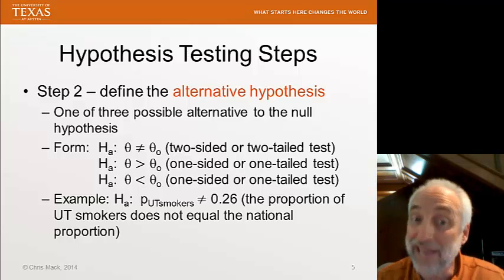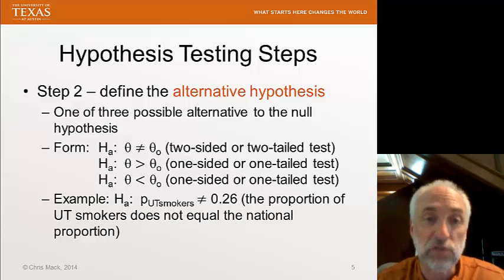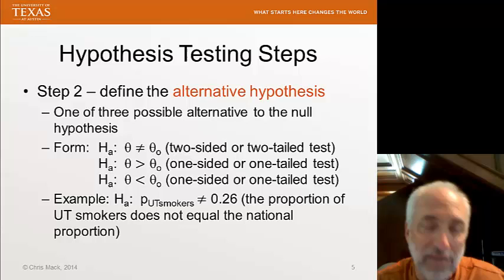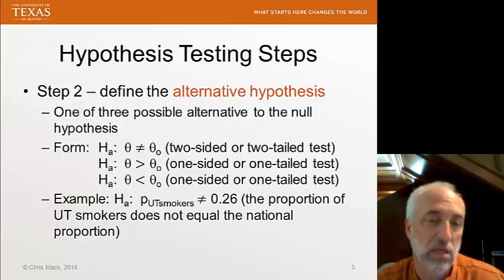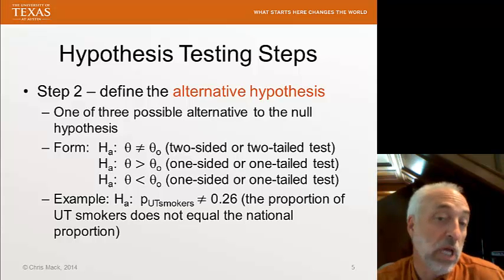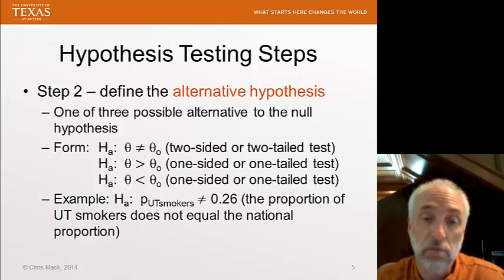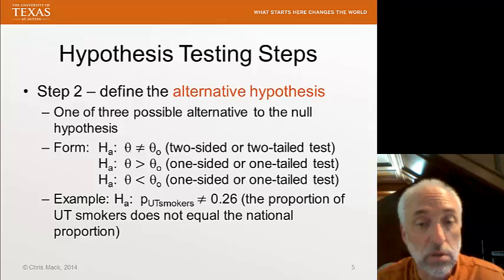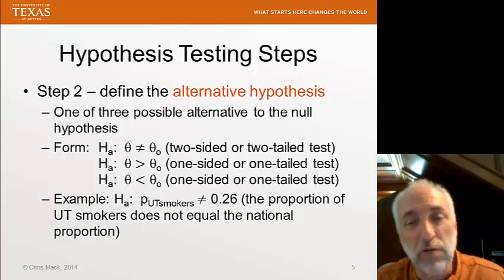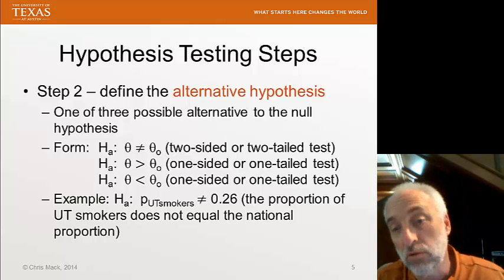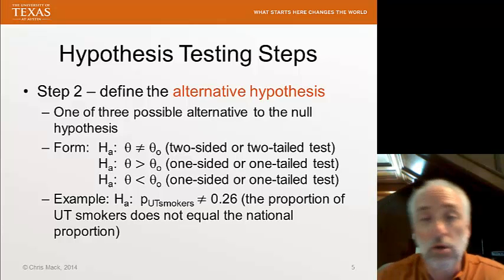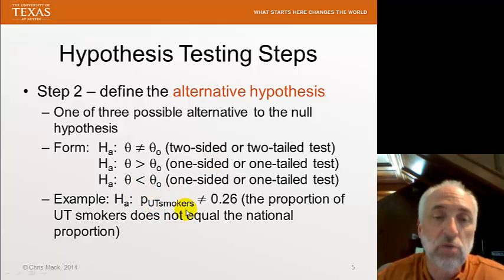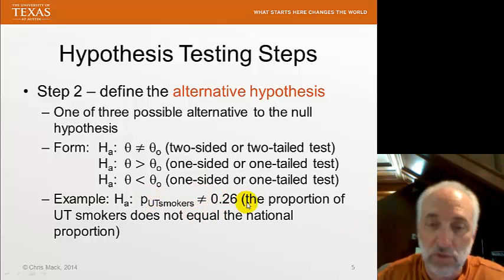But it makes a difference, and sometimes a big difference, which alternative hypothesis to the null we pick. For example, asking the question as the alternative, do UT smokers smoke at a different rate than the national norm? Our alternative hypothesis would be UT smokers smoke at a proportion that is not equal to 0.26.